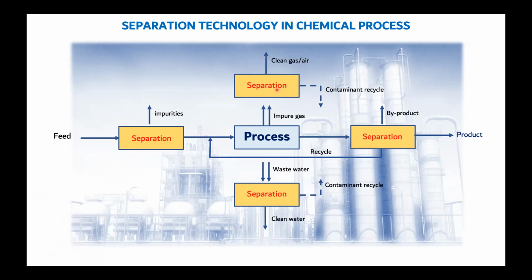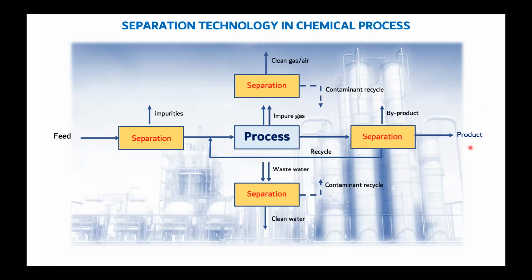Then we can get clean air or clean gas that we can release safely into the environment, while the contaminant, if it can be recycled, can be recycled back into the process. Also, the product is not pure; sometimes it contains the reactant. Again, we have to do a separation to get a pure product.